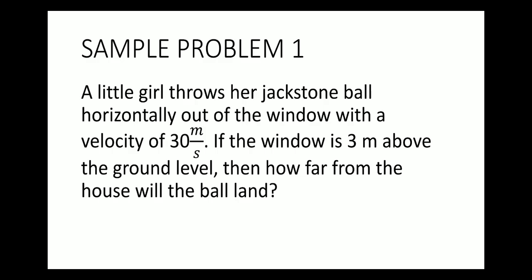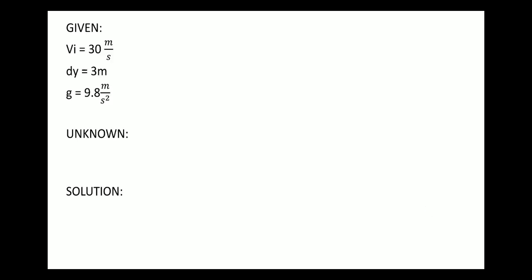Okay, so now let's have an example problem. A little girl throws her jackstone ball horizontally out of the window with a velocity of 30 meters per second. If the window is 3 meters above the ground level, then how far from the house will the ball land? So let's write the givens.